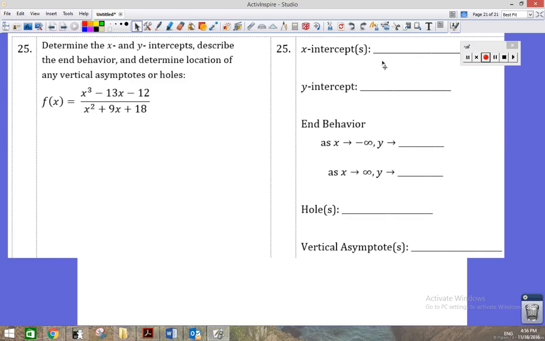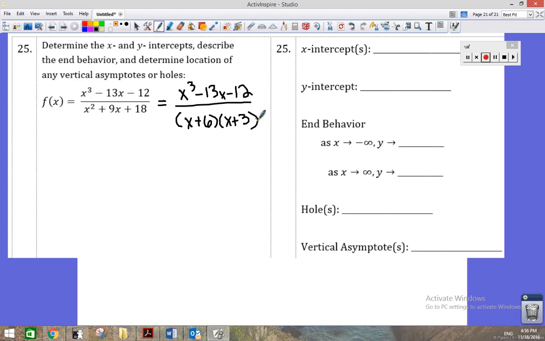So for the x-intercepts, I let y equal 0. So I need to factor this. Boy, that numerator, I'm going to have to think about that and maybe use my rational zero theorem. The denominator. So here, let's write this out and come back to it in just a second. Let's look at this guy. x plus 6 times x plus 3.